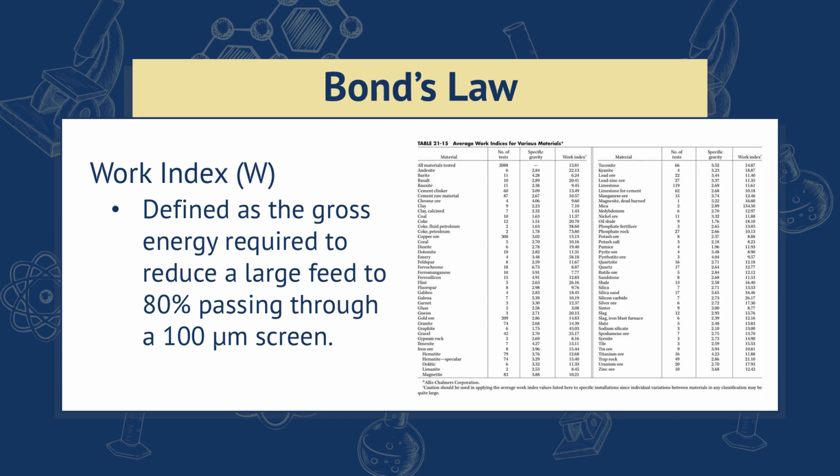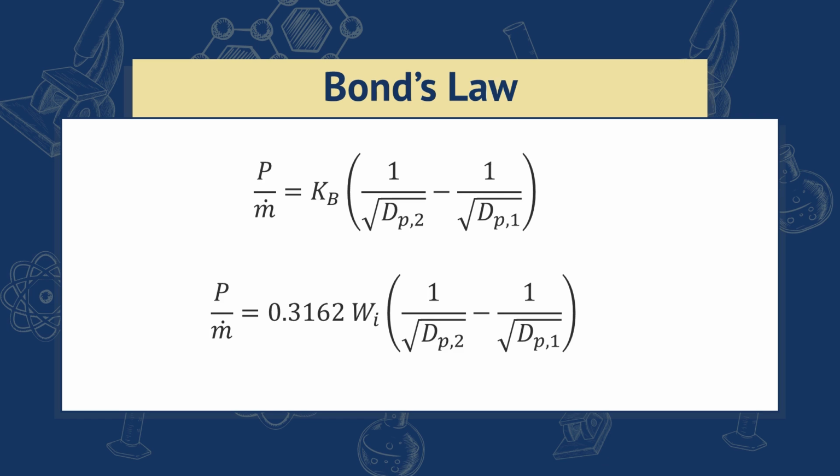Here's a table from Perry's handbook showing the work index values for different materials, useful when you're doing actual calculations. And finally, here's a general formula for Bond's law, and considering the work index, we arrived at this equation. Compared to earlier, wherein dP2 is the final particle size, here dP2 is the size at which 80% of the feed or product passes through. Now that we've gone through all these three laws and their assumptions, it's time to apply them.